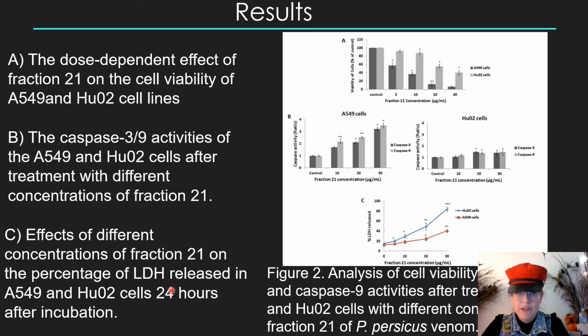In section C here, we looked at lactate dehydrogenase released into the cell media, and we find out why HUO2 was doing badly. As you increase fraction 21 concentration, you're actually increasing the necrosis of the healthy cells of HUO2 when compared to A549. So you would have to use a lower concentration in order to prevent necrosis of the healthy cells, while maintaining an increased apoptosis of the cancer cells.